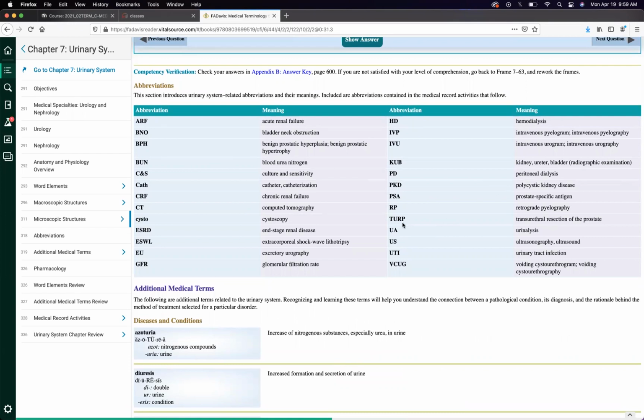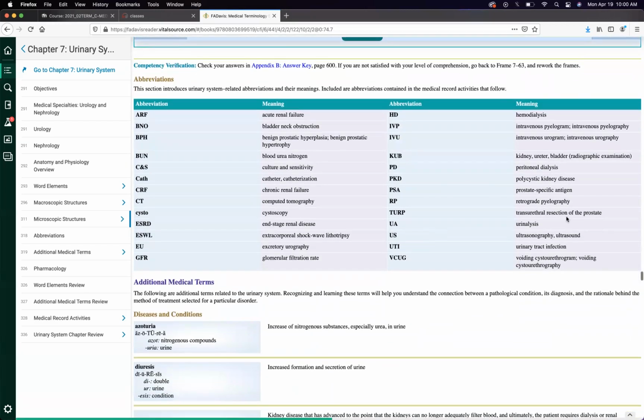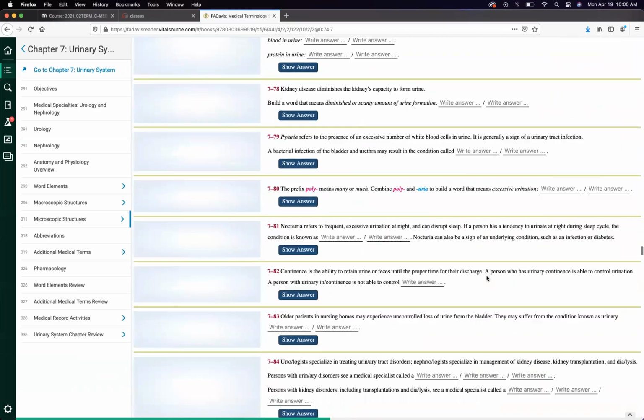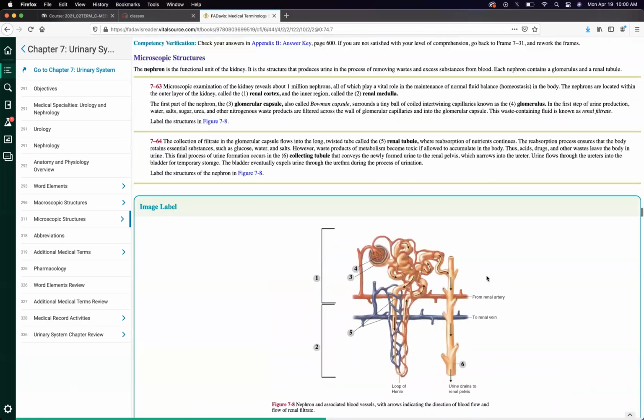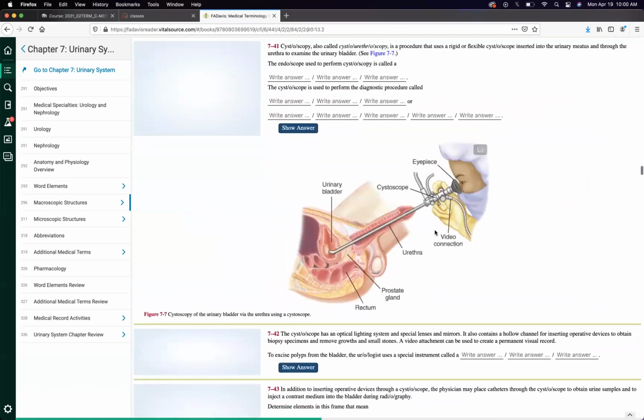TURP, which is transurethral resection of the prostate. There's a picture of it, and we're going to get to it. But what are we doing? I am resecting back the prostate gland. And remember, prostate gland is only in your male patient, and I'm doing it through his urethra. Trans means across, right? So remember that picture? This is a better picture. Remember this one? I'm going right through the urethra.